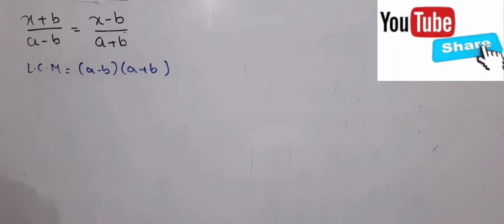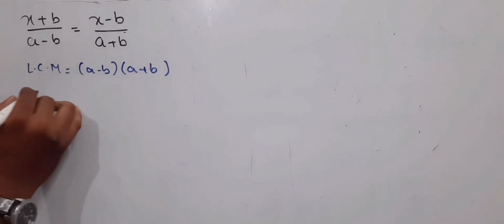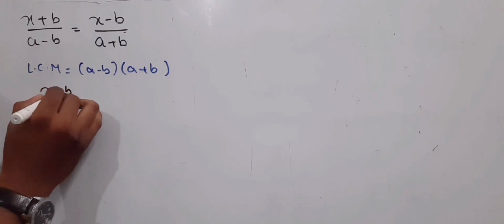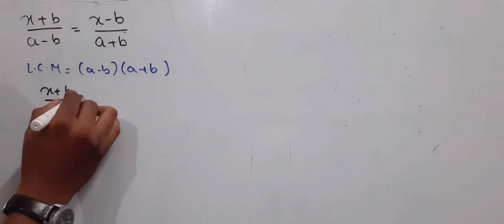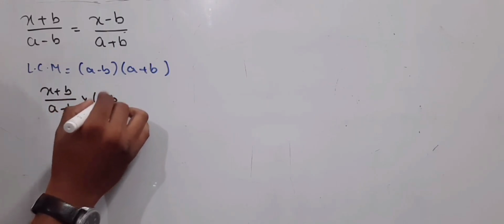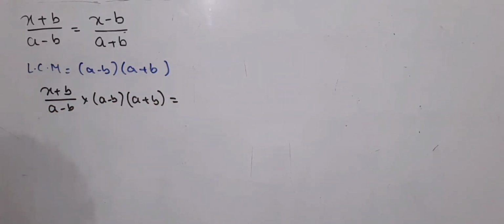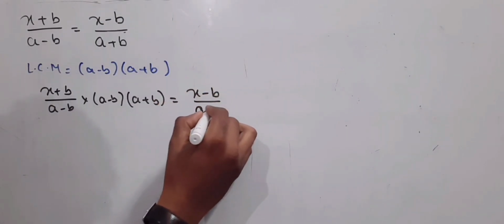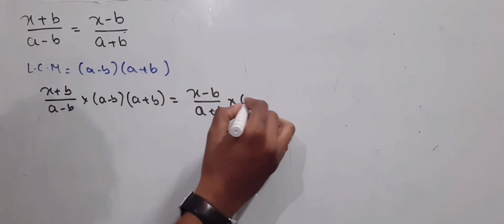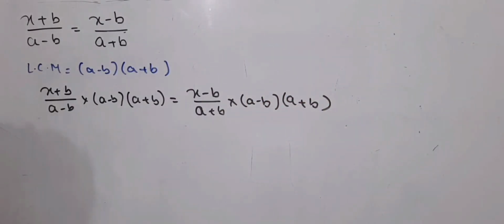Okay, now what you have to do? Same thing, the same drill. You have to multiply the LCM on both the sides, whatever LCM you have. So first let me write what we have. This is what we have. Now we have to multiply the LCM on both the sides. On that side, x minus b by a plus b, again multiply on both the sides.